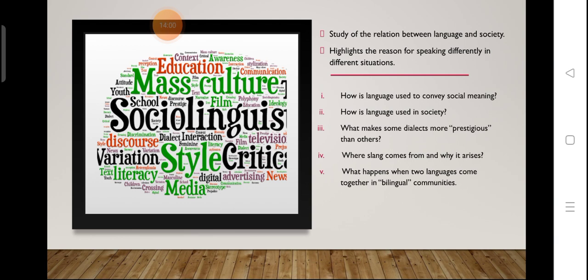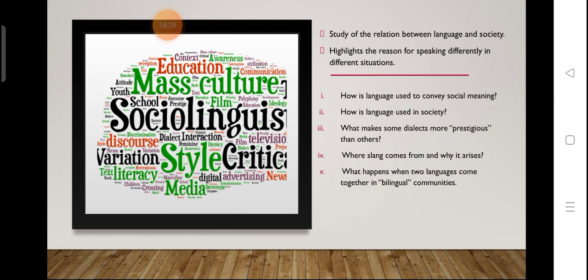So, remember, it is a study of the relationship between language and society. How is language used to convey social meaning? How is language used in society? What makes certain dialects more prestigious than others? How do slangs occur? What happens when two languages come together in bilingual communities? All these aspects come under this particular branch called sociolinguistics.